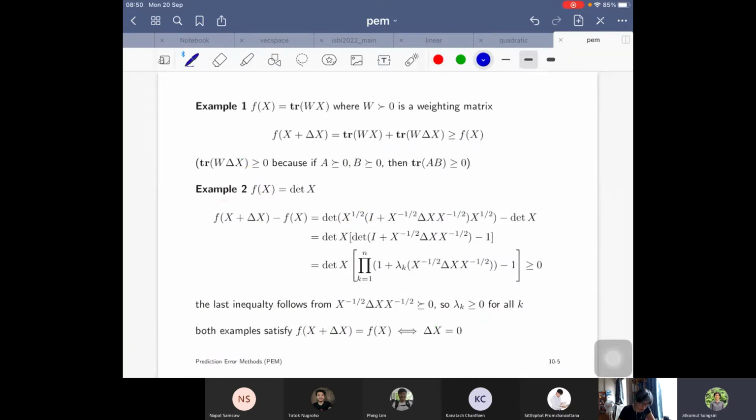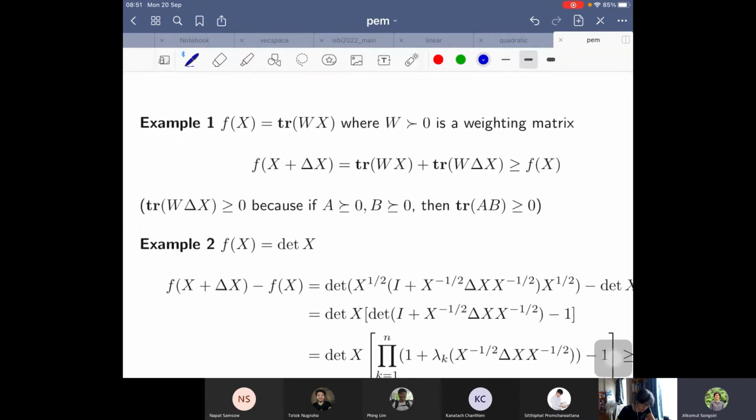So let me give you some examples of the loss function. The typical one, the first one, is the trace function. Suppose you have a matrix W that is positive definite.